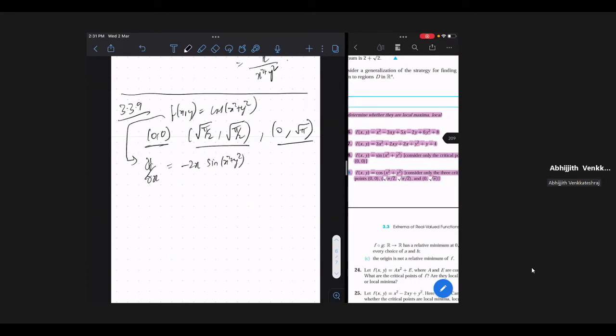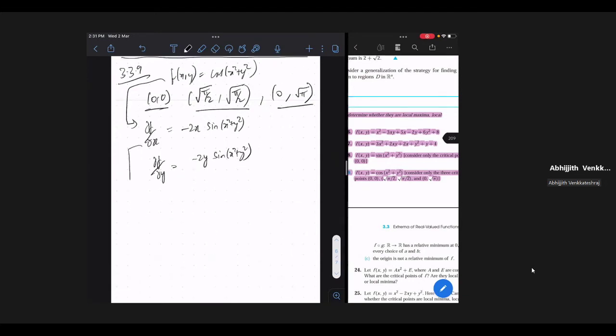If you differentiate it with respect to y, I'm going to get minus 2y sine of (x squared plus y squared). So if you differentiate this with respect to x again, in order to find the Hessian matrix, dou square f by dou x square is minus 2 sine of (x squared plus y squared) minus 4x squared cos of (x squared plus y squared).